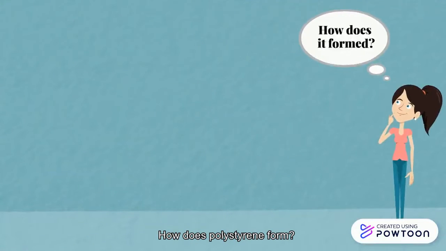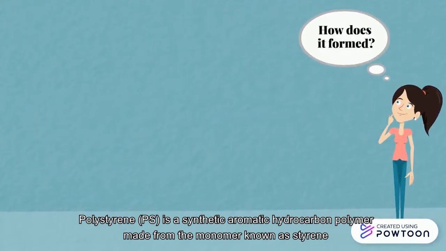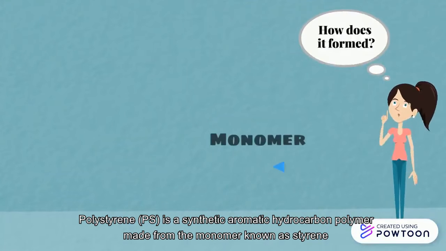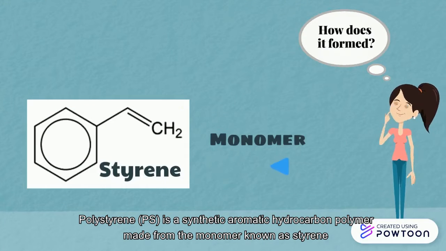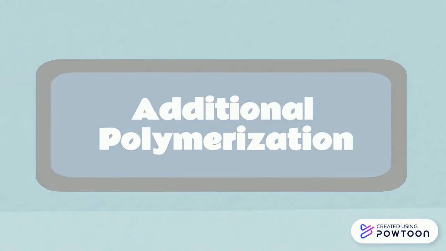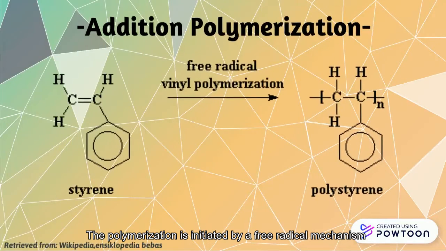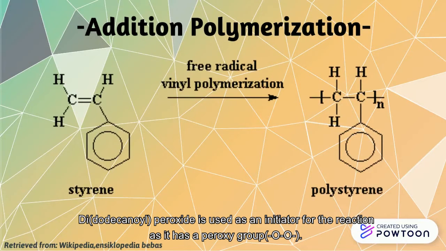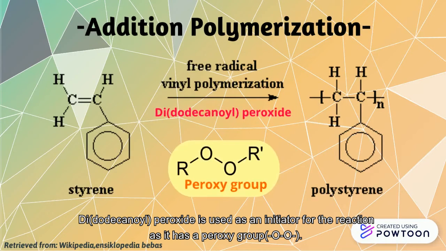How does polystyrene form? Polystyrene is a synthetic aromatic hydrocarbon polymer made from the monomer known as styrene, and it will undergo addition polymerization. The polymerization is initiated by a free radical mechanism, and diperoxide is used as an initiator for the reaction as it has a peroxy group.